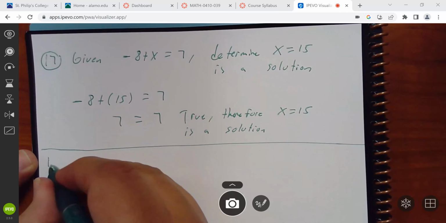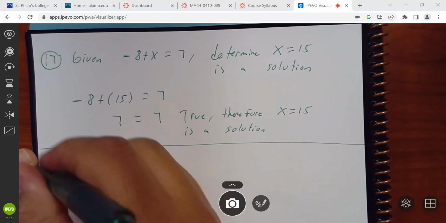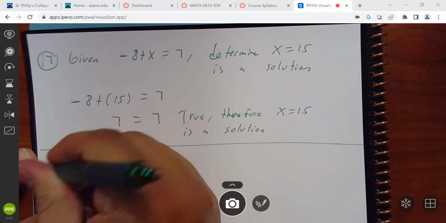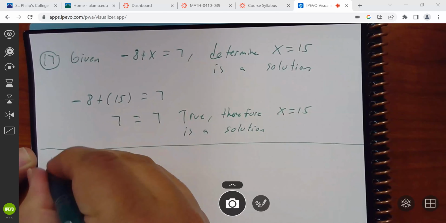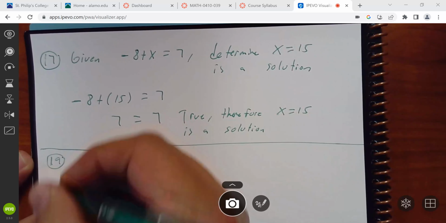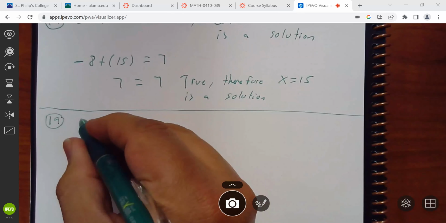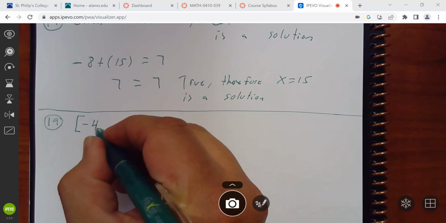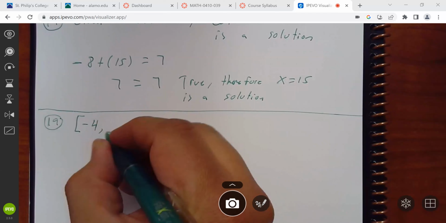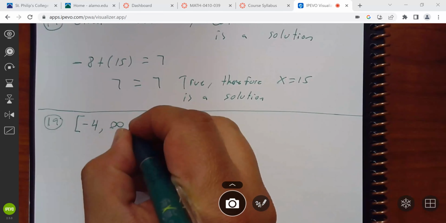Number 19. Look at this picture. Which number indicates the interval? Give it for an infinite interval. What is the interval? Bracket -4, comma, infinity, parentheses. -4. Keep going.